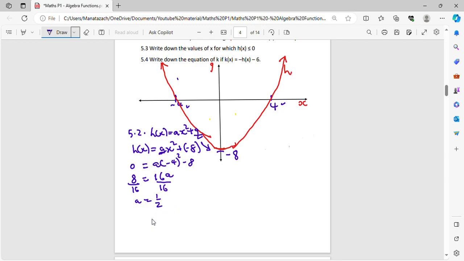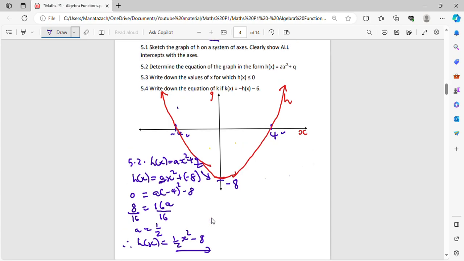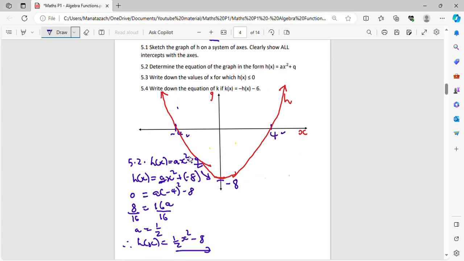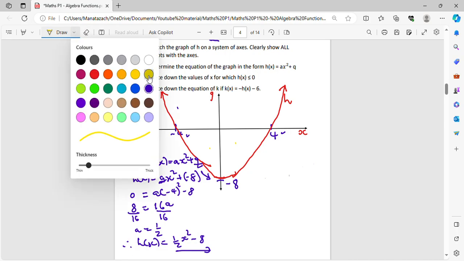So the answer here, it means h of x is going to be 1 over 2 x squared minus 8. That's the answer for question 5.2. Then 5.3 says, write down the values of x for which h of x is less than or equal to 0. Okay, let's choose yellow color for that.